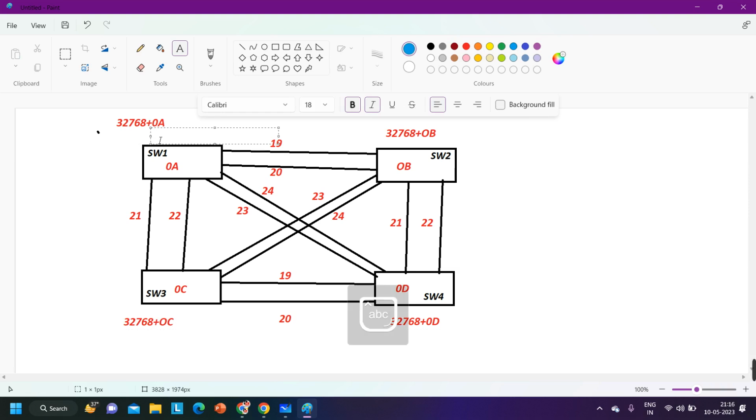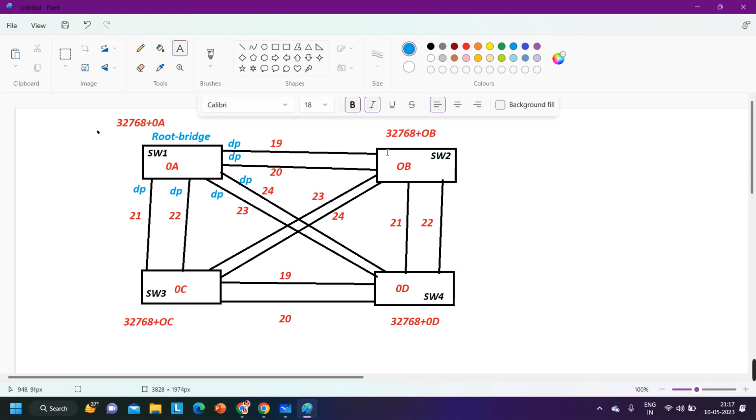Now, first of all, tell me which switch will become root bridge. Very good. Now, all ports of this switch will become what? Designated port. So this port will become DP. This is DP. This one is also DP, and this one, and this one, and this one. All are DP.